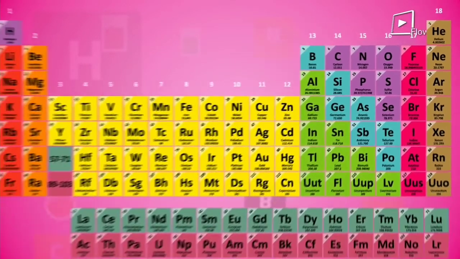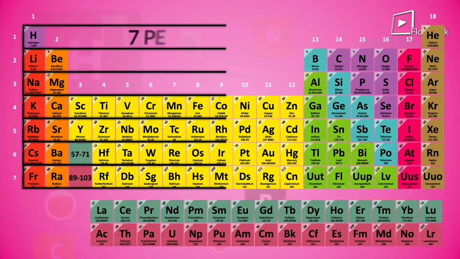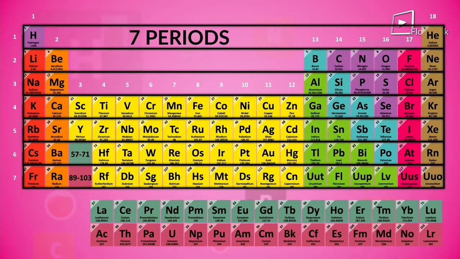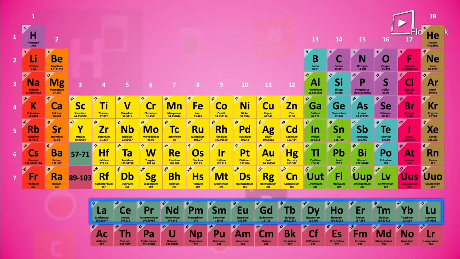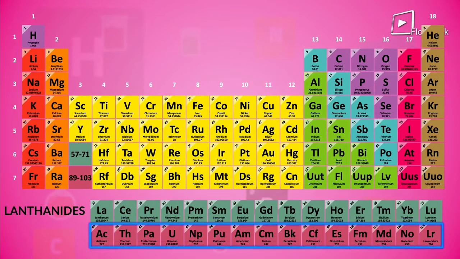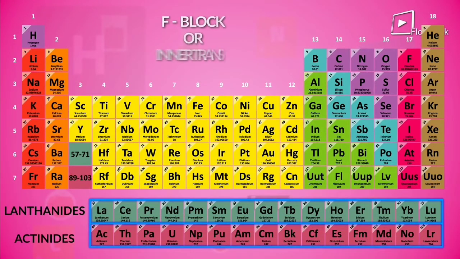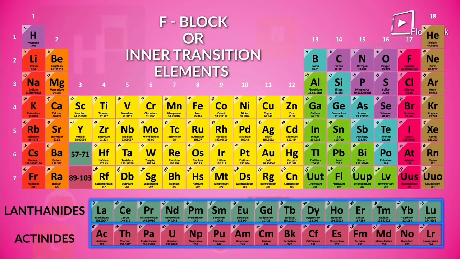Well, that's alright, but I know that I said there are 7 periods. What are these 2 extra rows doing here? Well, actually, this row of elements are called the lanthanoids and these are part of the 6th period. And this row below the lanthanoids is called actinoids and these are part of the 7th period. These are also called the F block or the inner transition elements.